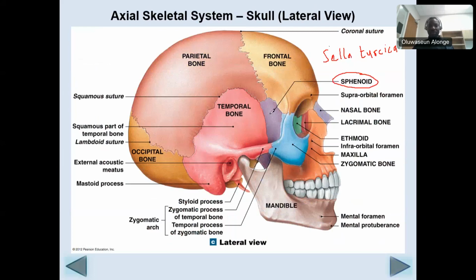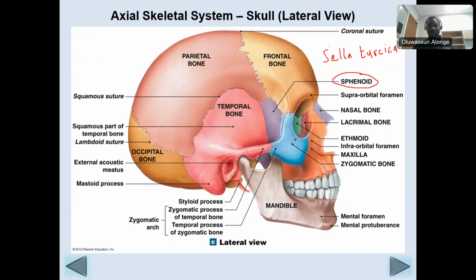So we have the sphenoid, just one. We have the temporal, two. We have occipital, which is one as well. Then we have the ethmoid there. So those are the bones of the skull.